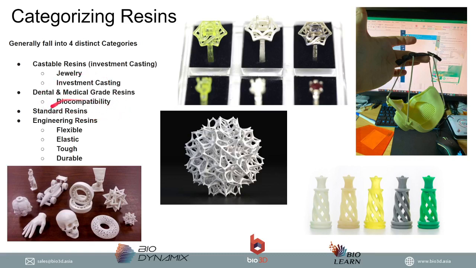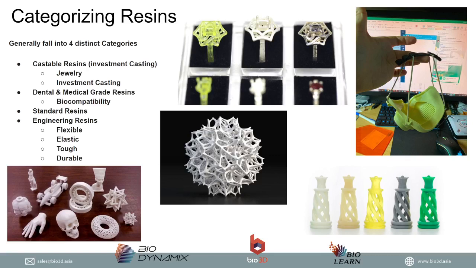And usually medical and dental grade resins will have a class 1 designation, and class 2 would be sort of medical grade, but it's not entering the patient's body.